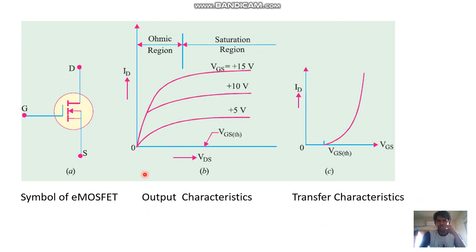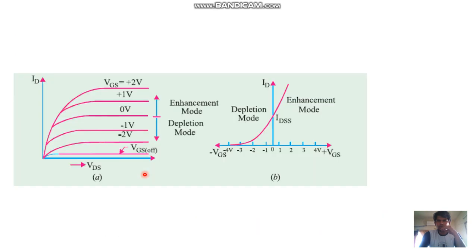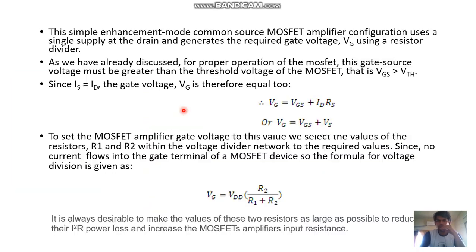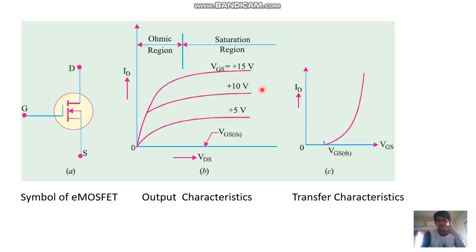So this is for the enhancement type. For the depletion type, it is the same as that one, but for the depletion type we can apply negative gate voltage also for the MOSFET, along with the positive gate voltage. So you will get characteristics like this. This is enhancement mode and this is depletion mode. That is the reason why this is called a DE MOSFET. We can achieve both enhancement and depletion, whereas in this case we can achieve only enhancement. There is no provision of applying negative VGS.